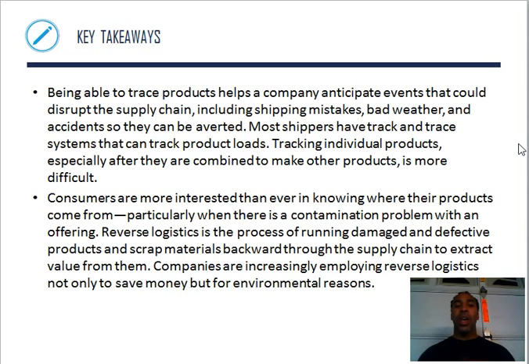Last key takeaways: being able to trace products helps a company anticipate events that could disrupt the supply chain, figure out what those events are, and either avoid them or deal with them. Consumers are more interested than ever in knowing where their products come from, particularly when there is a contamination problem with an offering. Like, for instance, if the cantaloupes are all poison, but it's just the cantaloupes that are coming from Arizona, then those are the ones that we're going to stay away from.